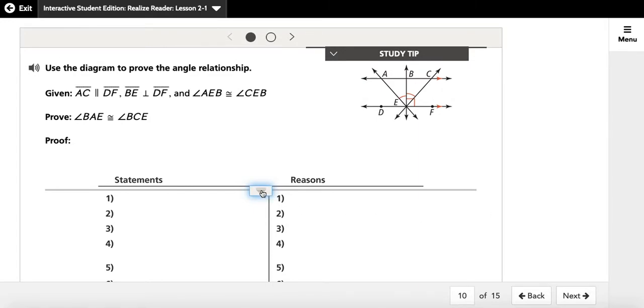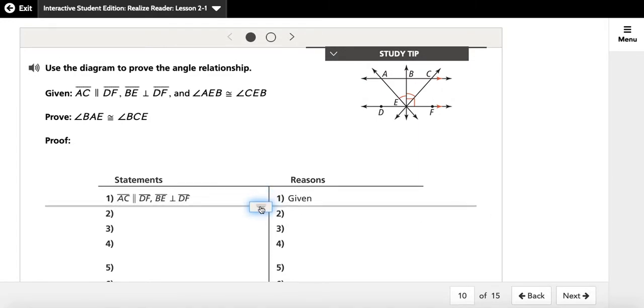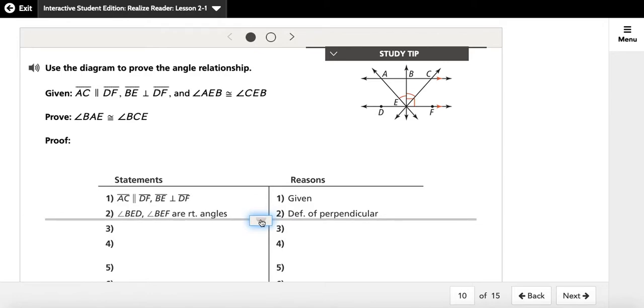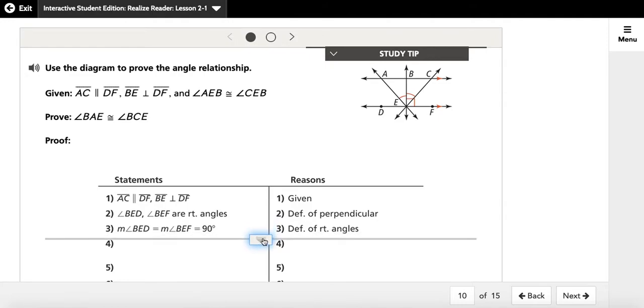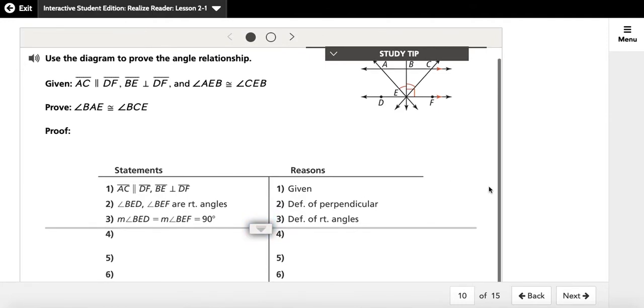Here we go. We're going to, of course, start with a given statement. They didn't list all three of them, but you could list all three because they are all given. They saved this one for later, but they want to focus on these two, because if those two lines are parallel and segment BE is perpendicular to DF, we can start saying that angles BED and BEF are right angles. That's the definition of perpendicular lines. And if they're right angles, we can say they each measure 90 degrees.